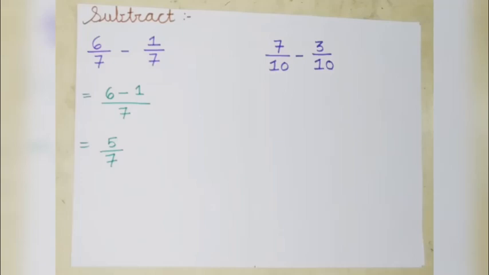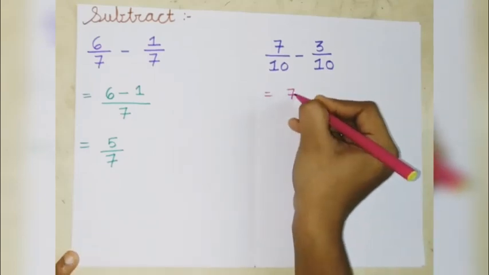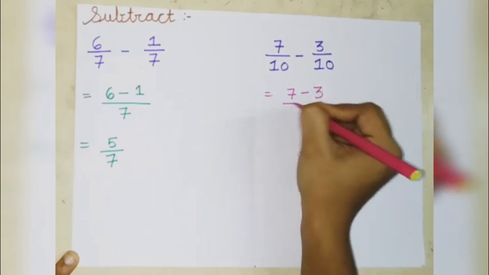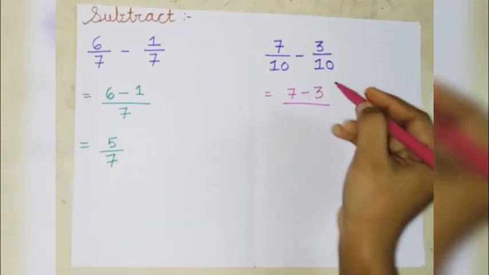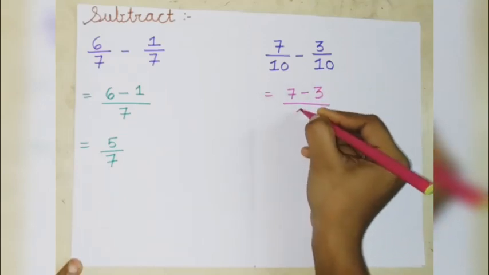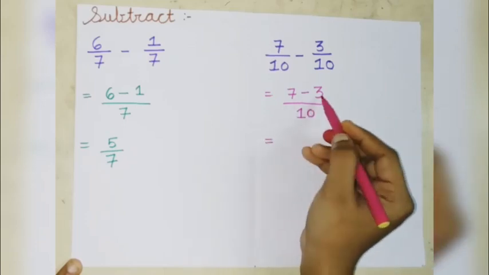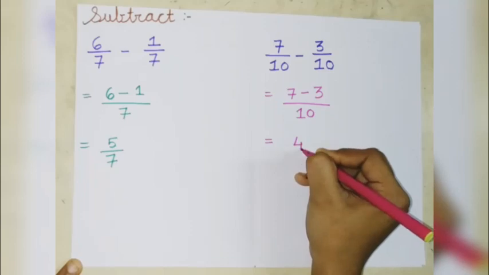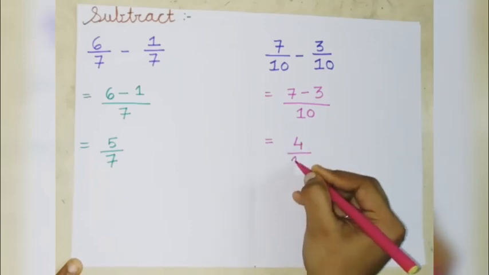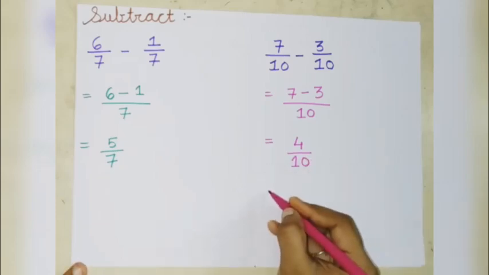In the same way, we will solve the next question. Children, now tell me how we will solve. Yes, first we will write 7 minus 3. In the denominator, will we write 10 two times, or 10 plus 10? No, we will write 10 only one time. Now, 7 minus 3 is 4. And in the denominator, we will write 10.